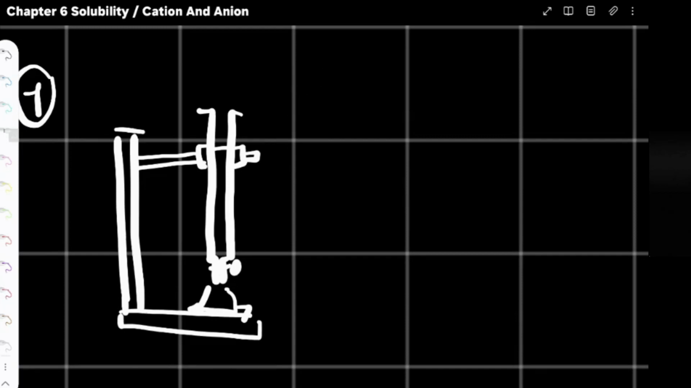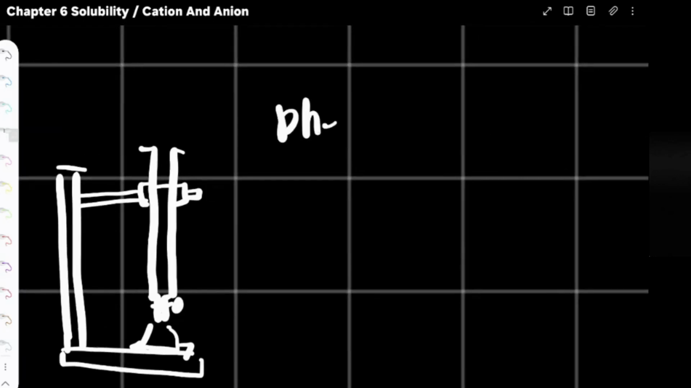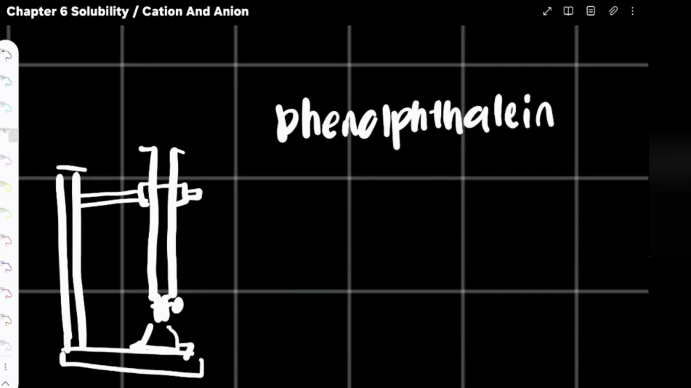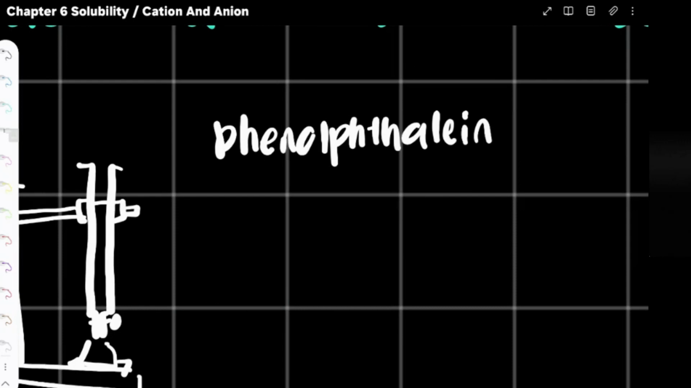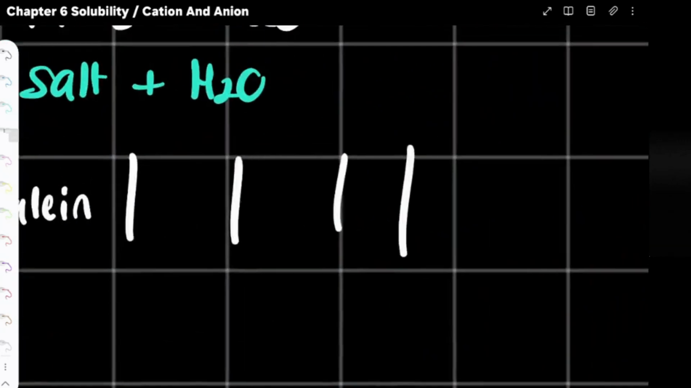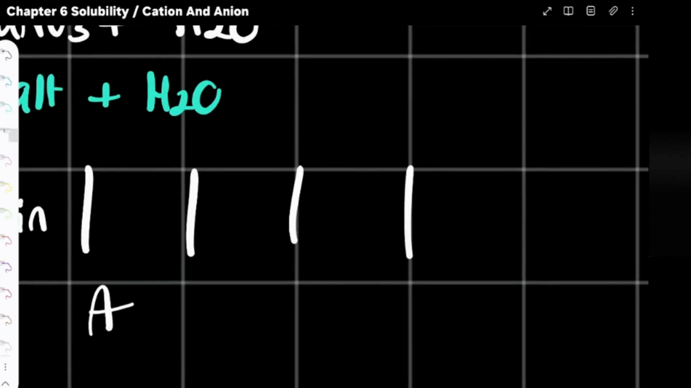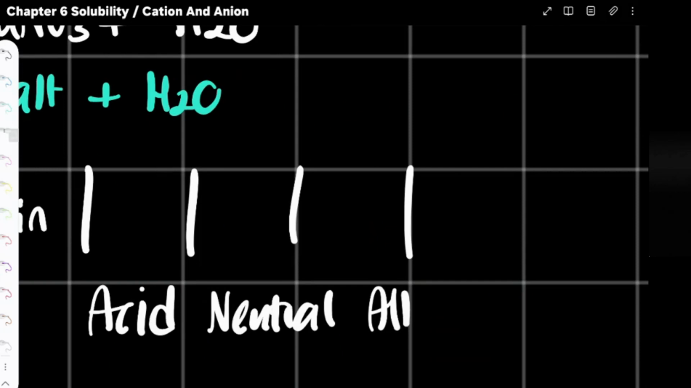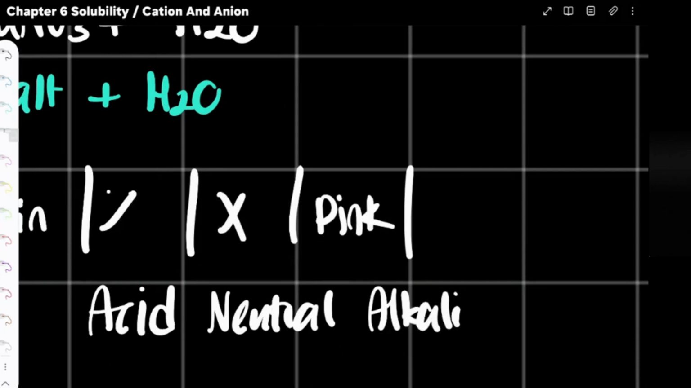First of all, we have to use an indicator, right? So the indicator that we're going to use is phenolphthalein. Very simple. We're not going to use methyl orange. What are the conditions? There's three conditions. First is acid, second is neutral, and also alkali. So when it's alkali it is pink, when it's neutral and acid it is colorless.